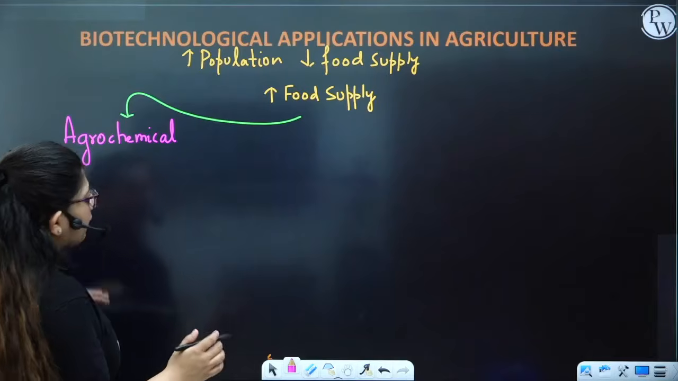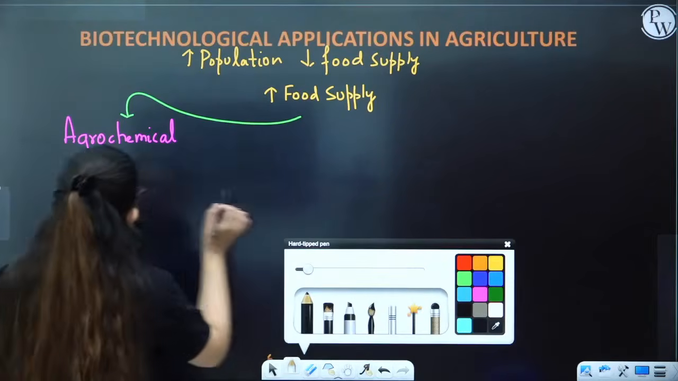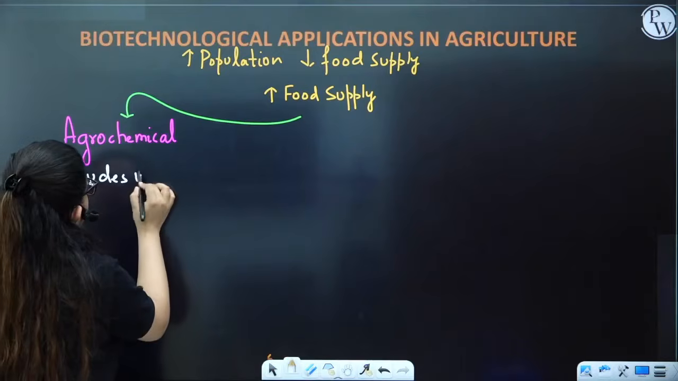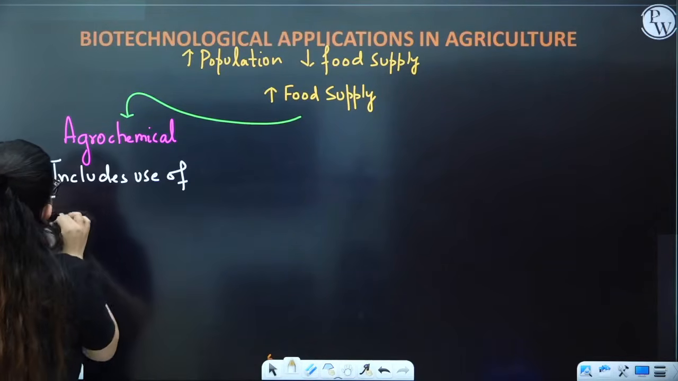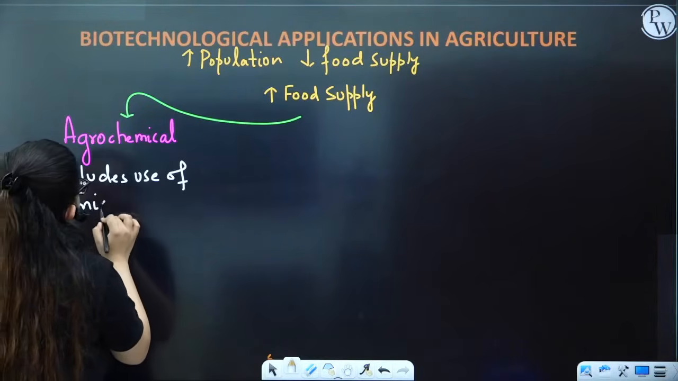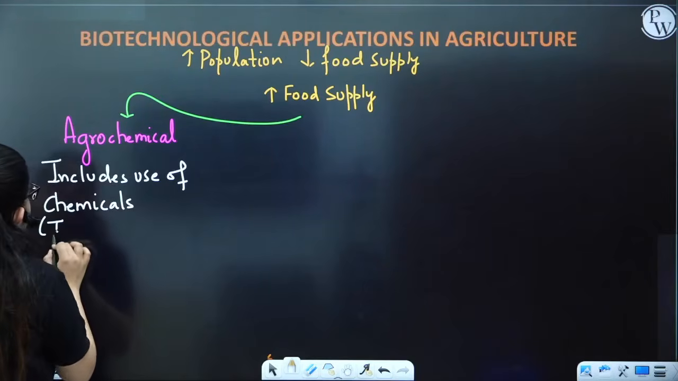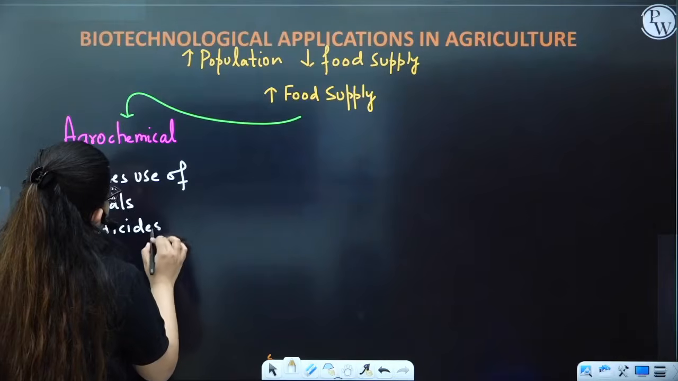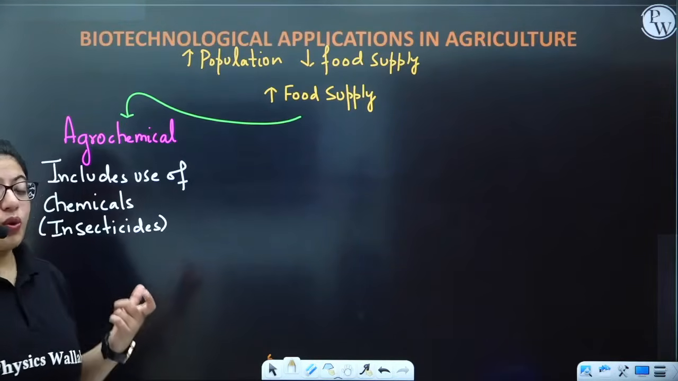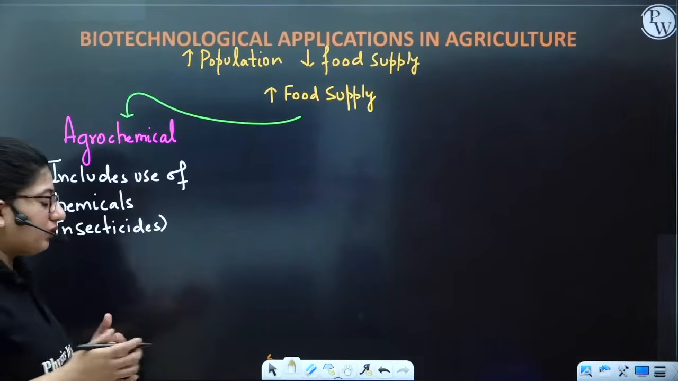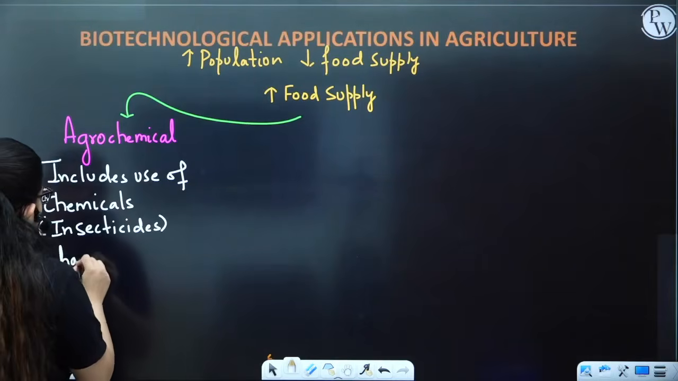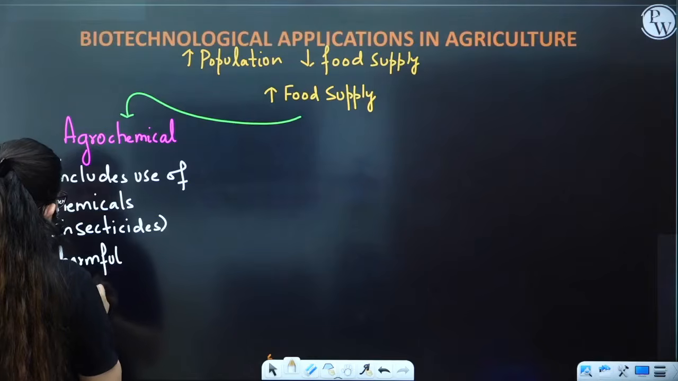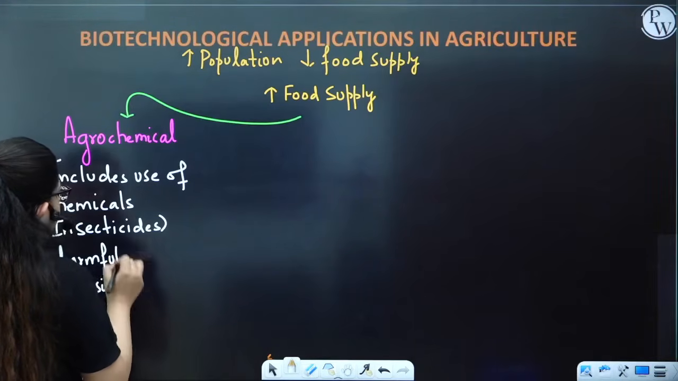So agrochemical means can be adopted. What are these? It includes the use of chemicals. What are these chemicals? Like insecticides, pesticides. Okay. So what are the drawbacks? These are very harmful. They are harmful and expensive. So what's the second option?